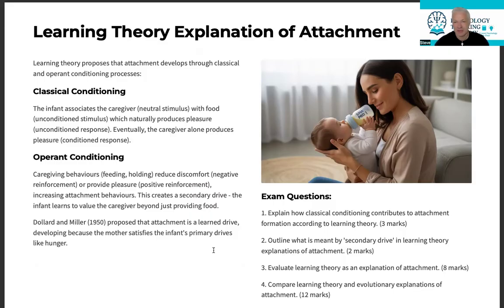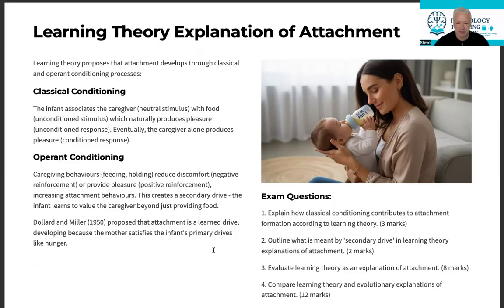So if the baby is crying and the mother wants to remove the crying, and she feeds the baby, so the negative reinforcement is removing the crying, and the baby gets food, which is a positive reinforcer, and it's kind of like a perfect system. So classical and operant conditioning are a way to explain attachment formation through association and then through reinforcements.